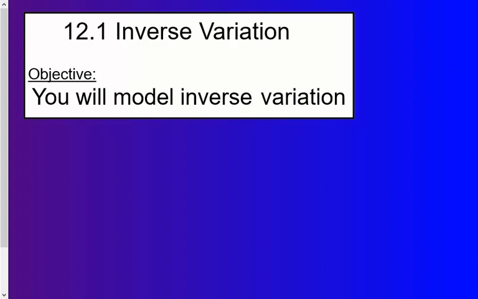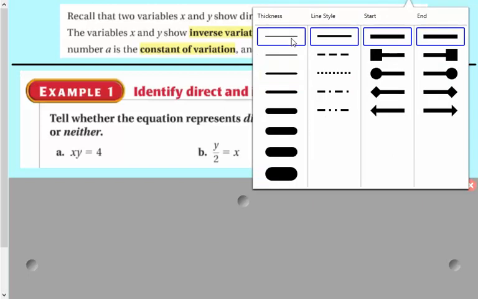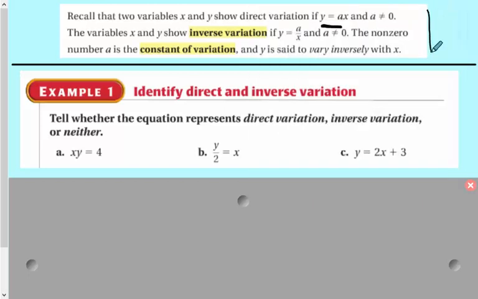We're going to be working with what we call inverse variation today. So we've talked about direct variation a long time ago. You guys probably don't remember it. Direct variation was y equals a times x. Okay, so this is what direct variation looked like: y equals a times x. And it created a line. And that line always went through the origin. The y-intercept was the origin, 0.